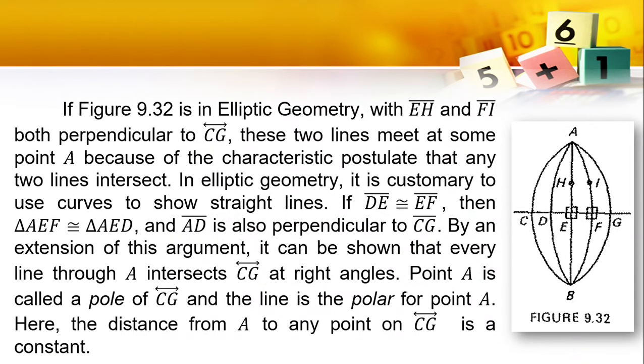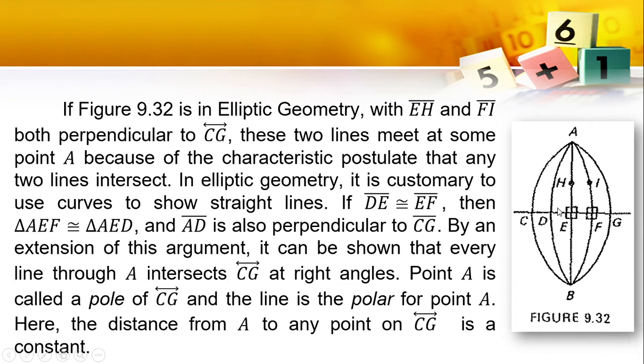If figure 9.32 is in elliptic geometry, we have here line EH and line FI, both perpendicular to the line segment CG. These two lines meet at some point A because of the characteristic postulate that any two lines intersect. So EH and FI, if you extend them, will meet at point A. In elliptic geometry, it is customary, or normal, to use curves to show straight lines.